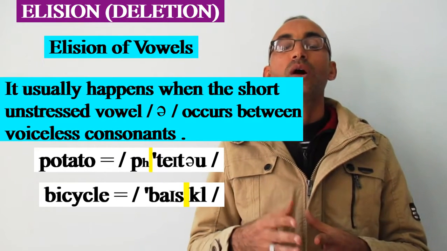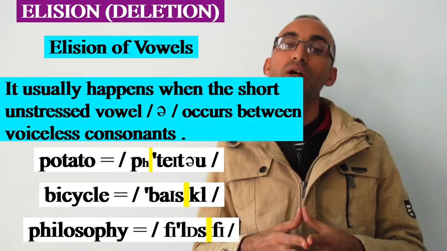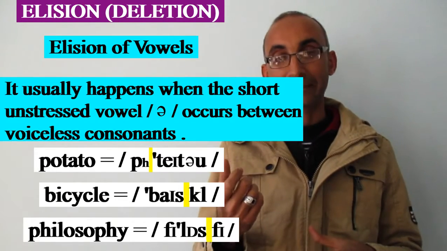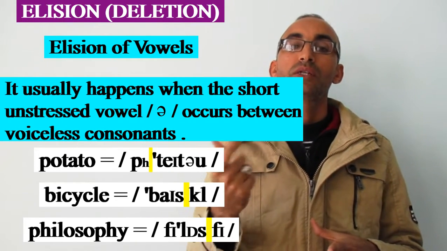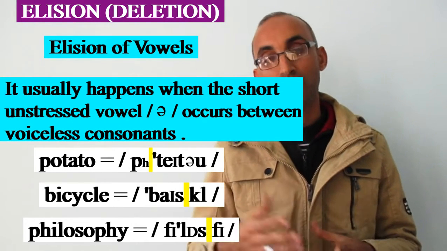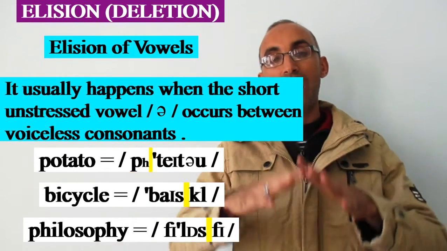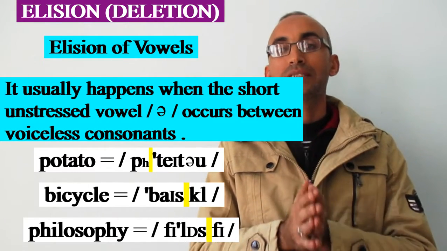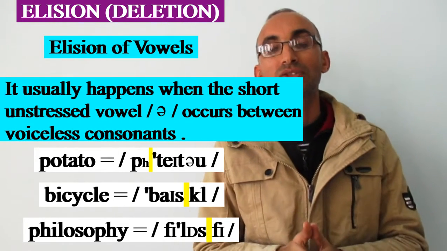Sa and ka. Also another example, which is philosophy. Philosophy. So here also in the third syllable we omitted the schwa, right, the unstressed short vowel schwa, because it occurs between two voiceless consonants, which are sa and fa in the third syllable. So usually when we speak in English about ELISION, omitting vowels, we refer mainly to the omission of schwa in unstressed syllables, when it occurs between voiceless consonants.